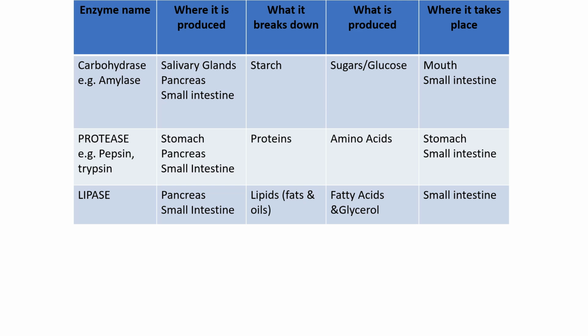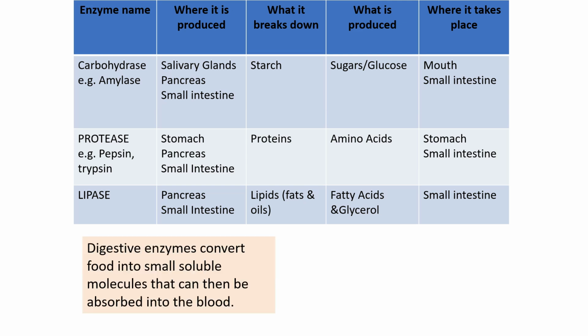Protease: a couple of examples are pepsin and trypsin. You might see them in exam questions. It's produced in the stomach, pancreas and small intestine, and they break down proteins into amino acids. Lipase is produced in the pancreas and small intestine, and it breaks down lipids, or fats and oils, into fatty acids and glycerol, and it takes place in the small intestine.